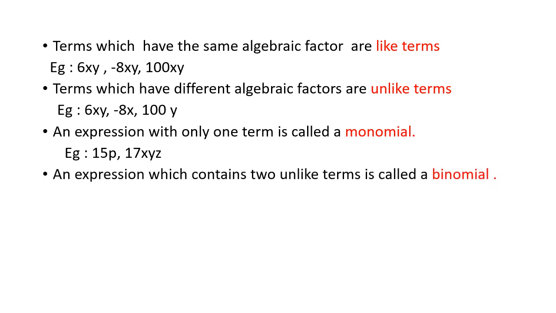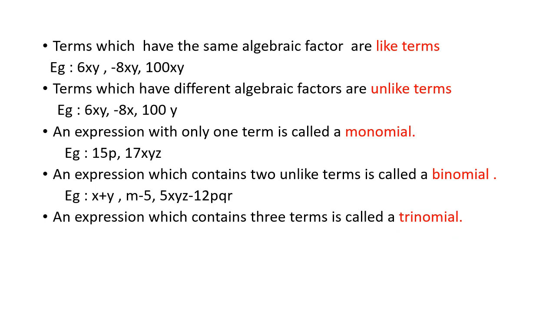Then an expression which contains two unlike terms is called a binomial. The expression has two terms. Example: x plus y. x is one term, y is another term. You know well how we split the terms in an expression with the help of plus and minus. So in x plus y, x is one term, y is another term, totally two terms. Second, m minus 5: m is one term, minus 5 is another term. Then 5xyz minus 12pqr: 5xyz is one term, 12pqr is another term. So each expression has two terms, so we call all of these binomial expressions.